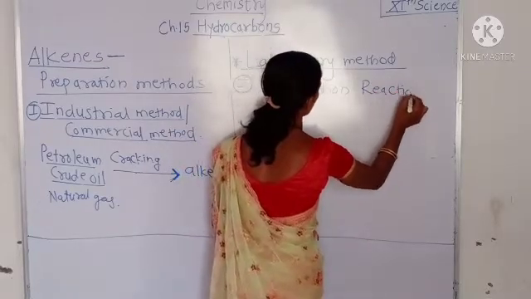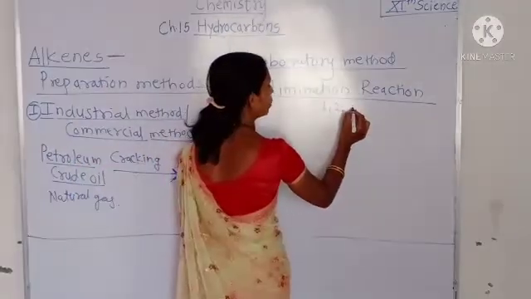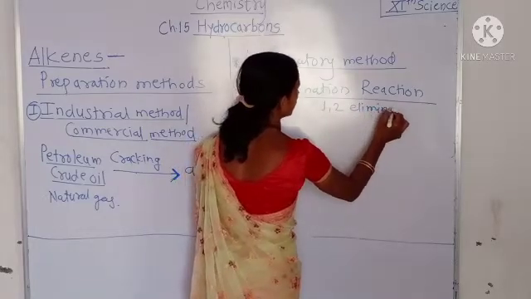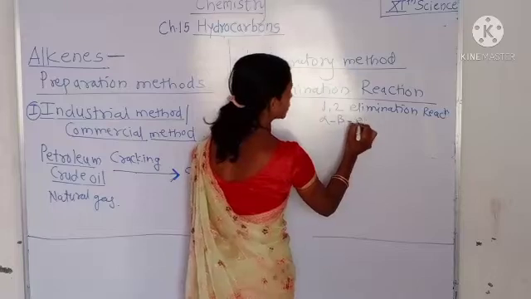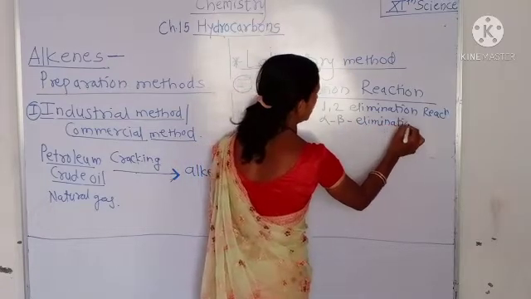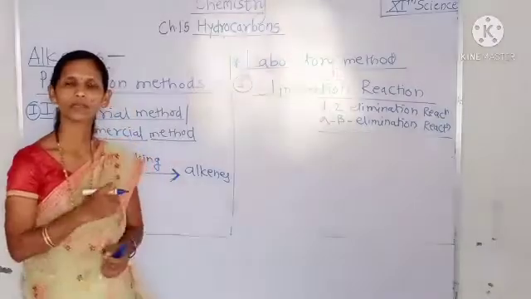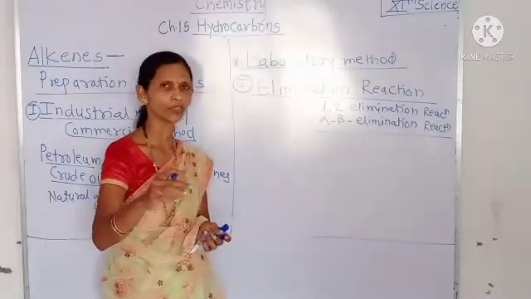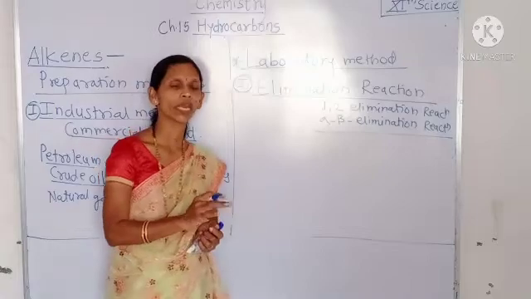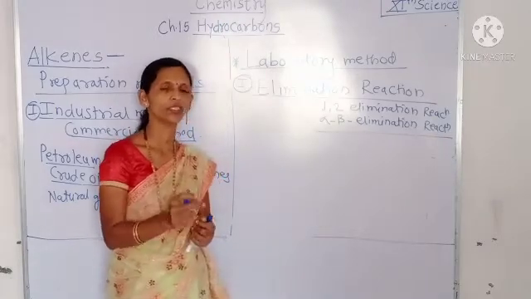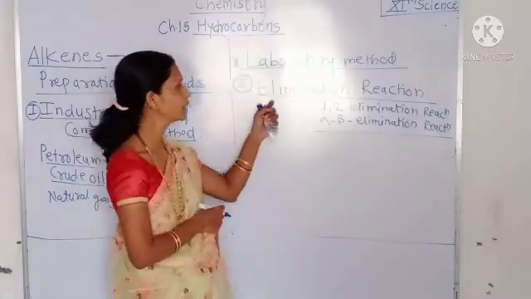This process is also known as 1,2 elimination reaction, or alpha beta elimination process. Then what is an elimination reaction? Elimination means to eliminate, to give out a few groups from the organic compound under particular conditions, and that is called an elimination reaction. There are different methods of elimination process.